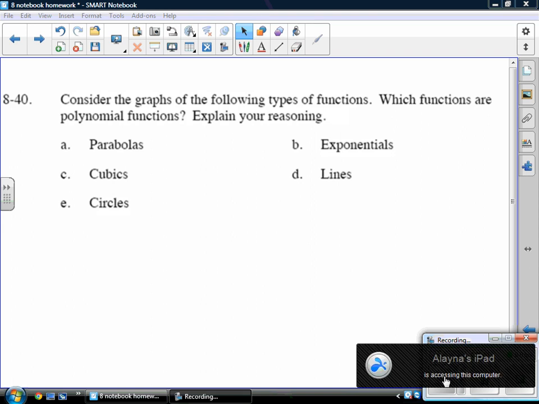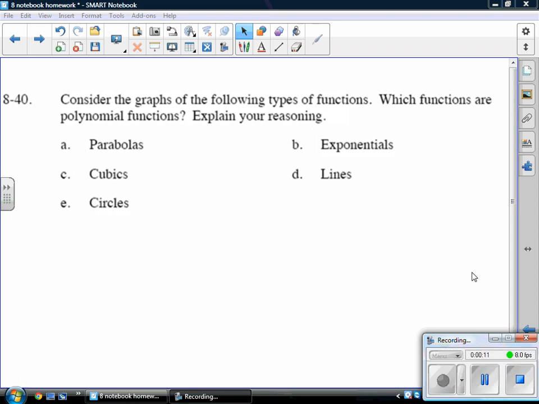This is problem 8-40 from section 8.1.2. It says consider the graphs of the following types of functions. Which functions are polynomial functions? Explain your reasoning. Alright, so let's think about an example maybe for each of these. It would be helpful.